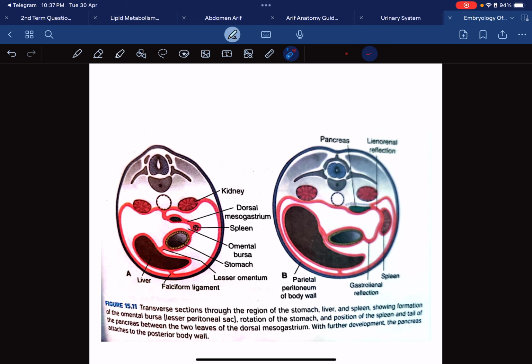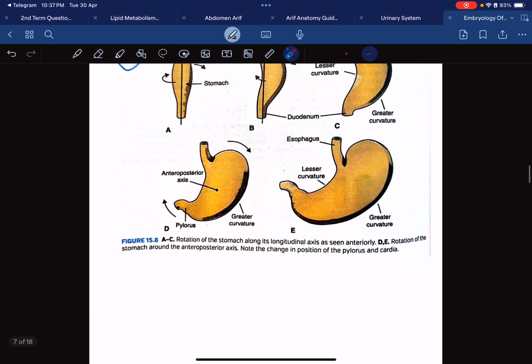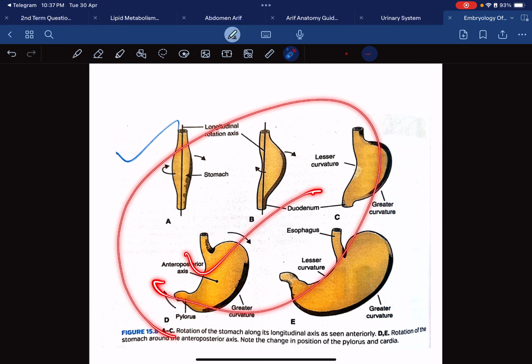Okay, now pancreas, this is an interesting organ because it is a secondary retroperitoneal organ. Why? At the beginning, it develops within the dorsal mesogastrium, but later on it becomes a retroperitoneal organ. It does not have any more peritoneal relation at the posterior aspect. That's why it's called the secondary retroperitoneal organ.